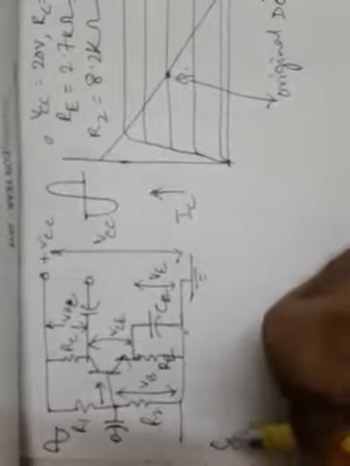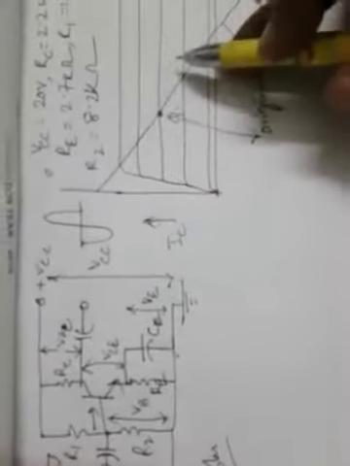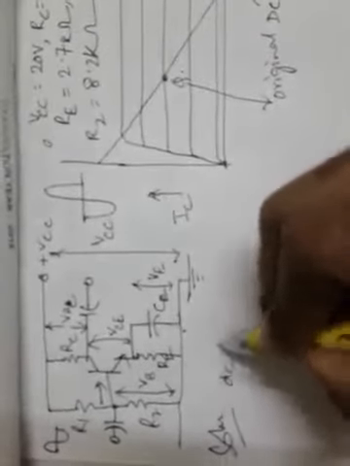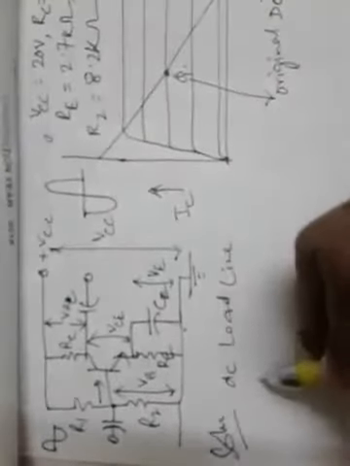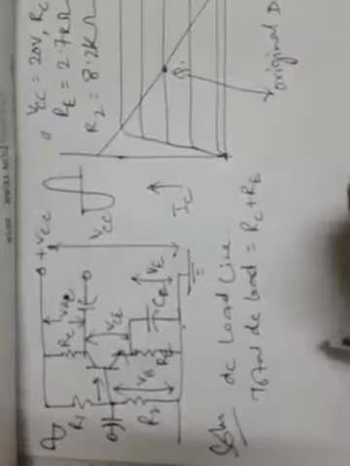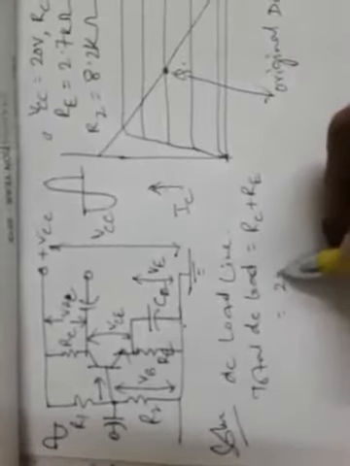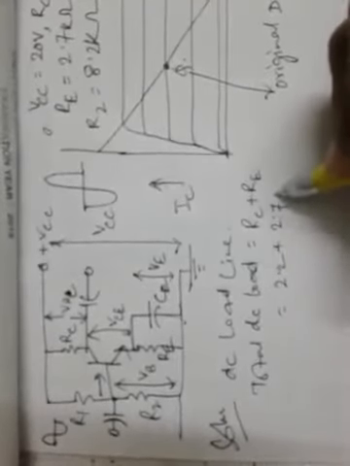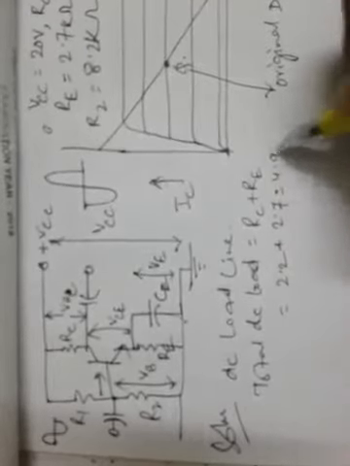So let us start solving the problem. The characteristics are also given in this problem, or they may be drawn from the calculations. These characteristics may be given or may be drawn. First, let us draw the DC load line from the given values and this circuit. The total DC load we know from here is RC plus RE. The value of RC is 2.2K and RE is 2.7K, so as a whole this is 4.9 kilo ohm.